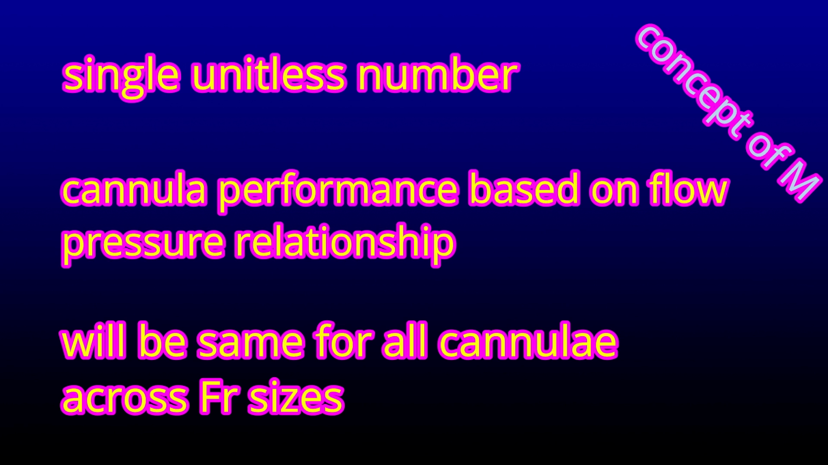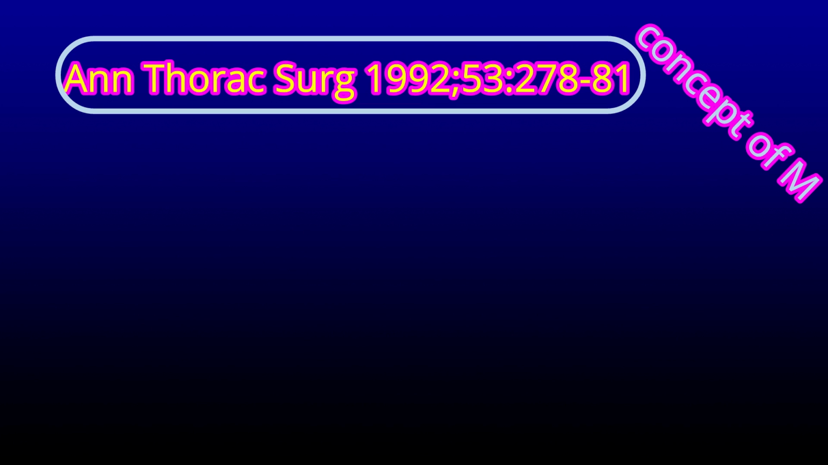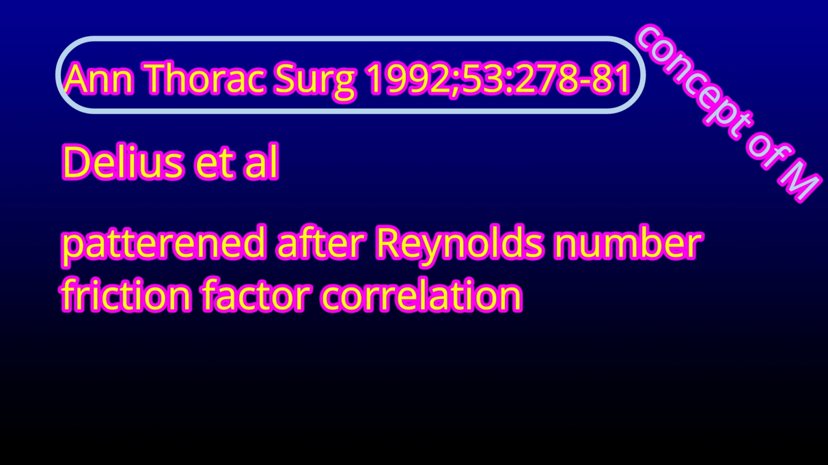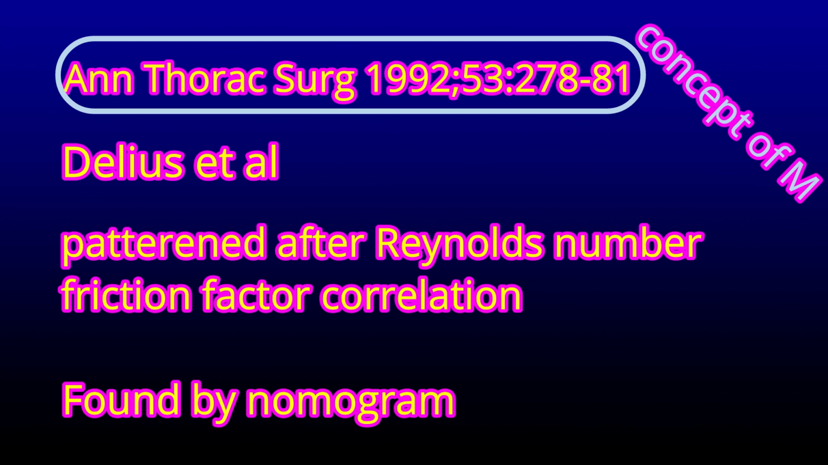Therefore, a new concept called the concept of M is emerging, which is nothing but a single unitless number that describes the performance of the cannula based on the flow and pressure relationship, and is said to be the same for all cannulas of different makes across any French sizes. Now, what is this M? This M is described in a paper published in the Annals of Thoracic Surgery in 1992 by Delius et al. And the concept is taken from the Reynolds number, which is a friction factor correlation, and you can find the M number for a given particular cannula from a nomogram.